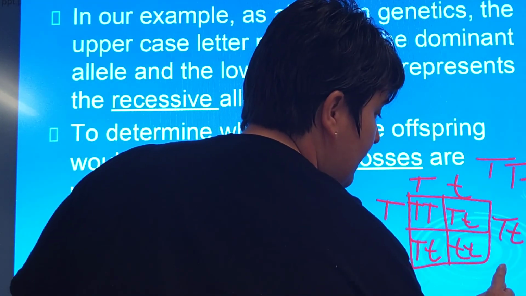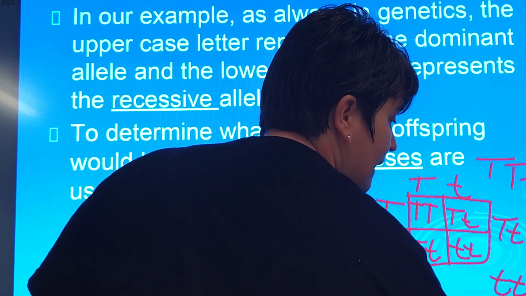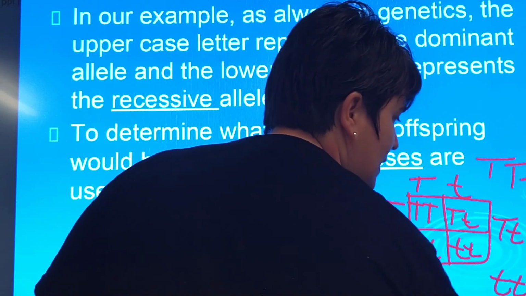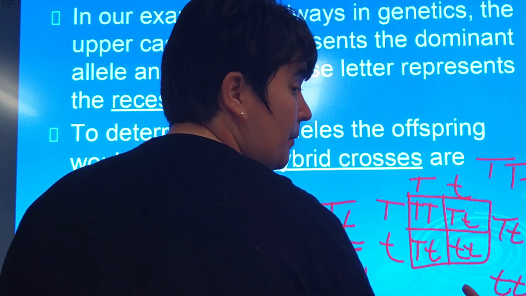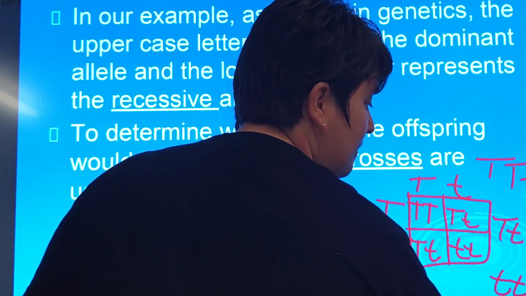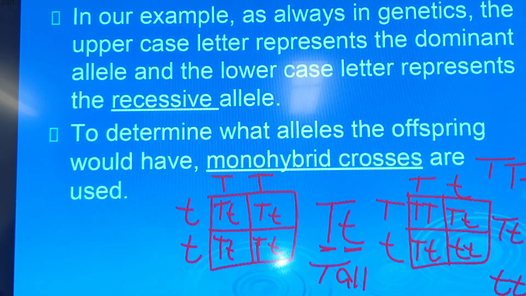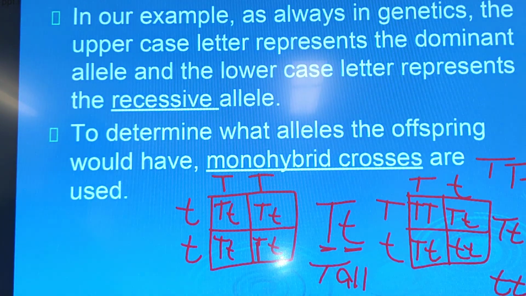And then we have one, this little t, little t. This will be a short plant. Short trait. We could say homozygous, but if it's showing that recessive trait, it has to be homozygous. So homozygous short, and it would be 25%. And that is a monohybrid cross, looking at one trait.